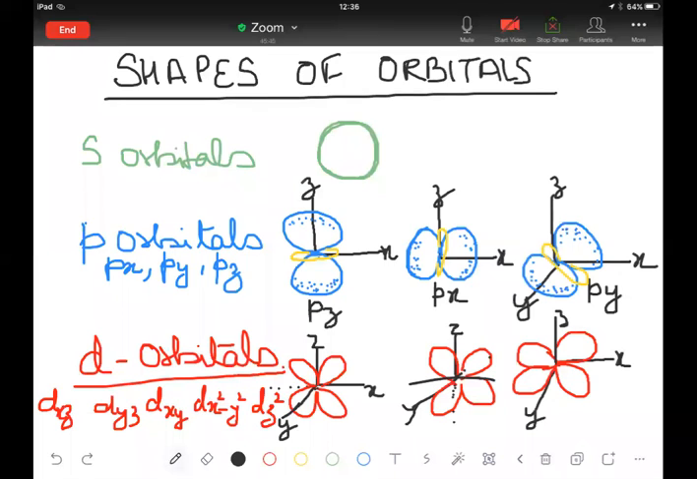The p orbitals I have shown in blue. So you can see that they are in blue color, and each of the p orbitals, px, py, and pz, I have shown along the different axes. X is here, and y is here, and z is here.